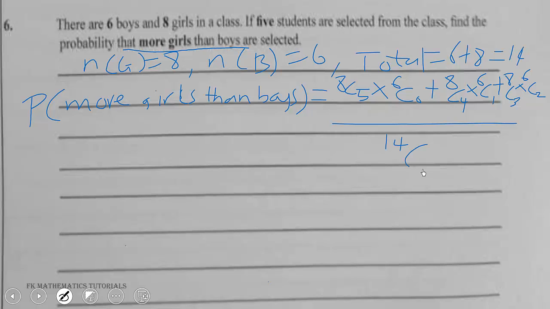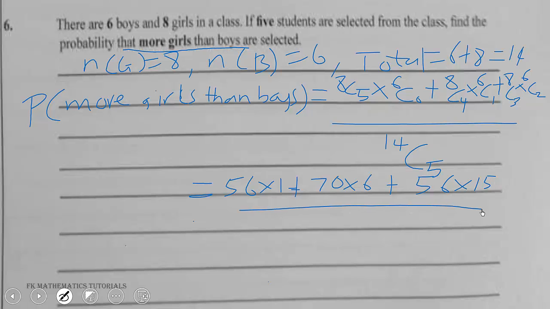Now we have 14 combination 5 ways of selecting 5 people from the whole class. So this will give us 56 times 1 plus 70 times 6 plus 56 times 15, all over 14 combination 5, which is 2002.